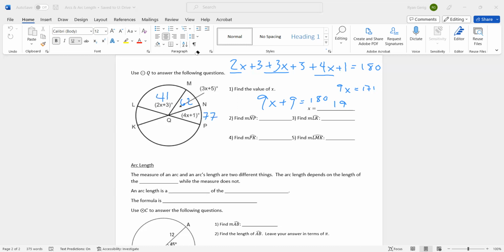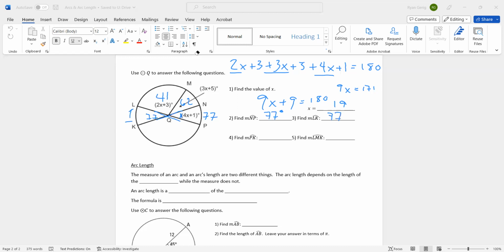Now, find NP. Well, I just kind of marked it there. That's 77 degrees. Now, that's arc NP. But that's equal to the central angle, which we just found was 77. Find the measure of arc LK. So that one doesn't have anything marked. How do I do that? Well, I see vertical angles here. Do you see how we're using stuff we learned in first semester? Vertical angles are equal. So this is 77 as well, which means the arc is 77.